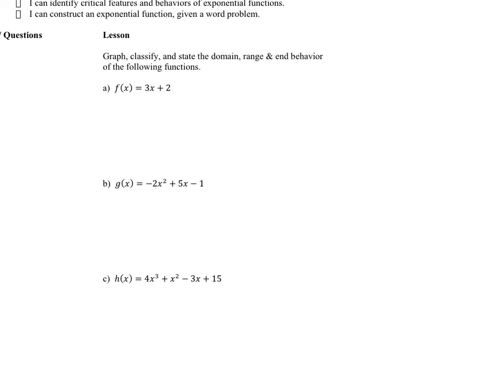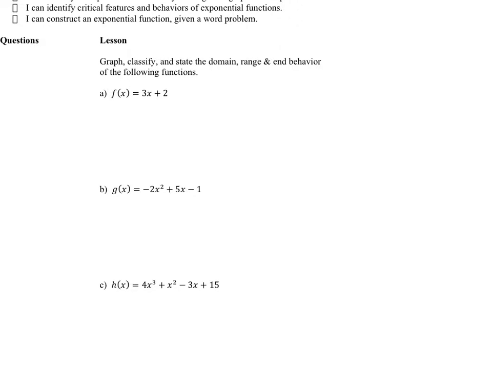So what we have to do first is classify each of them, because just by looking at the equation, it's pretty easy to tell what type of equation they are, because there are some features that you'll notice immediately. A is f of x equals 3x plus 2. And we all know that since this is an x to the first power, and it's the only x in this equation, this is linear.